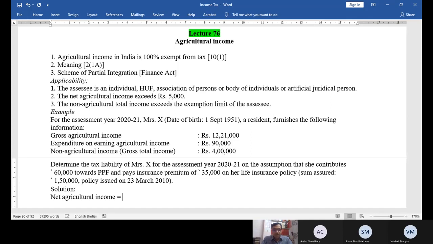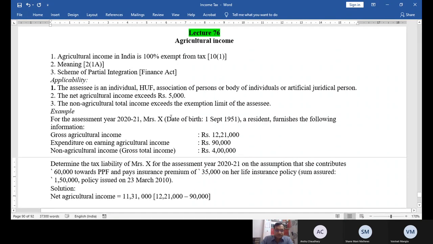How much is net agricultural income? Gross minus expenses. So my net agricultural income is 11,31,000. This is the first point. Next point then: non-agricultural income 4 lakh.